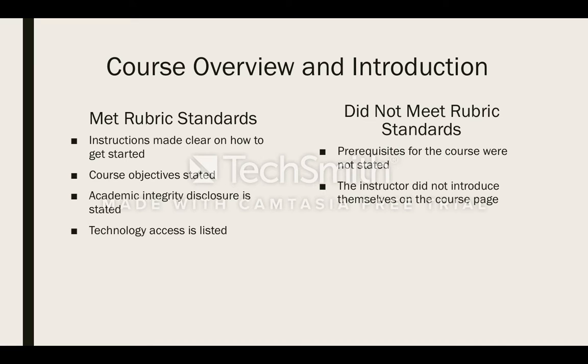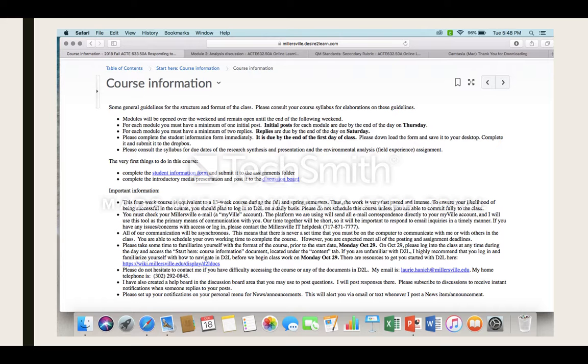So the way my course met rubric standards is by having instructions made clear on how to get started. Course objectives were stated, academic integrity disclosure was stated, and then technology access was listed. The ways it didn't meet the rubric standards was there were not prerequisites for the course listed, and that's important so the student knows what they need to know and what skills they should have before starting the course. It also didn't have the instructor introducing themselves on the announcement page or in our introductions where we had our presentations.